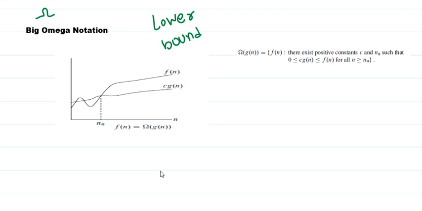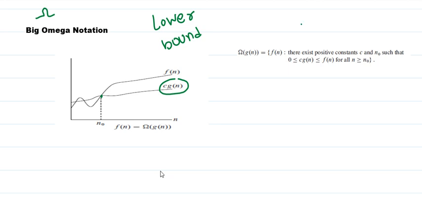As you can see, our function f is bounded below by this particular constant multiplier of g of n. In other words, after a certain point, let's say after n naught, the value of f will always be greater than c times g of n. In other words, the value of f will be at least c times g of n after n naught for all values of n. So that is the idea of this omega notation.